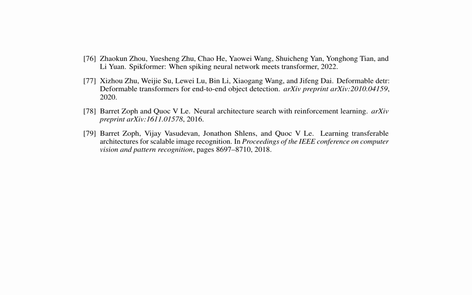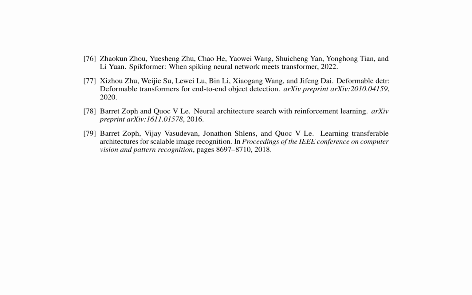In the realm of neural networks and object detection, several key contributions have been made. Zhaokun Zhou et al.'s work on Spikformer is a notable example, combining spiking neural networks with transformer models to achieve state-of-the-art performance in various tasks. 76. This fusion of two different paradigms holds potential for revolutionizing our understanding and utilization of neural networks.